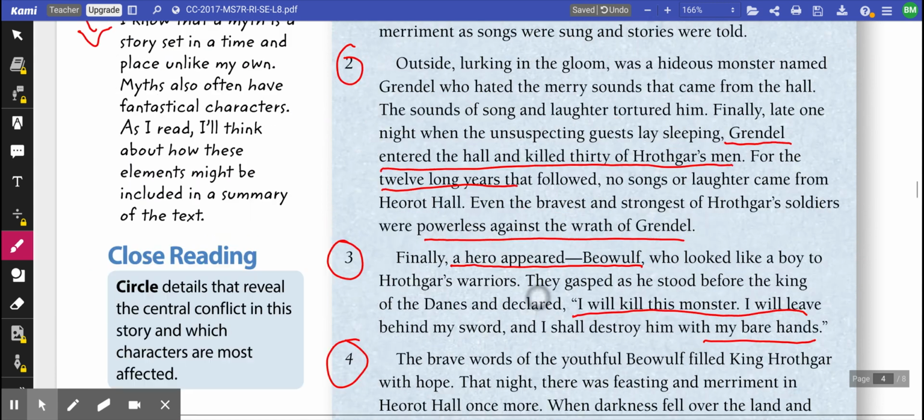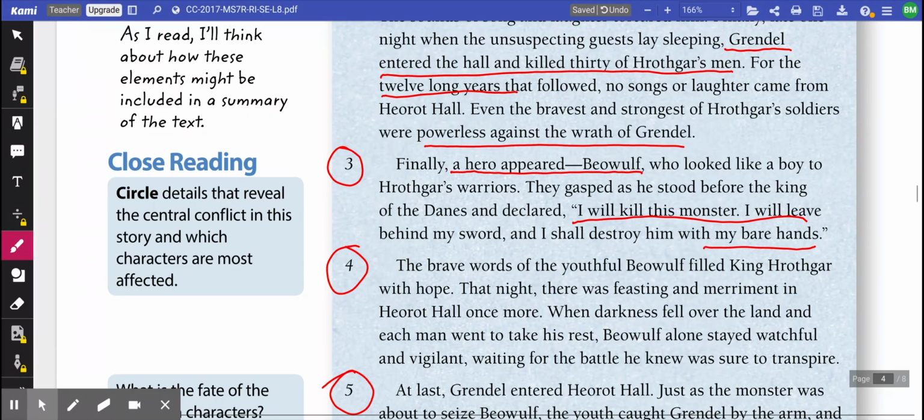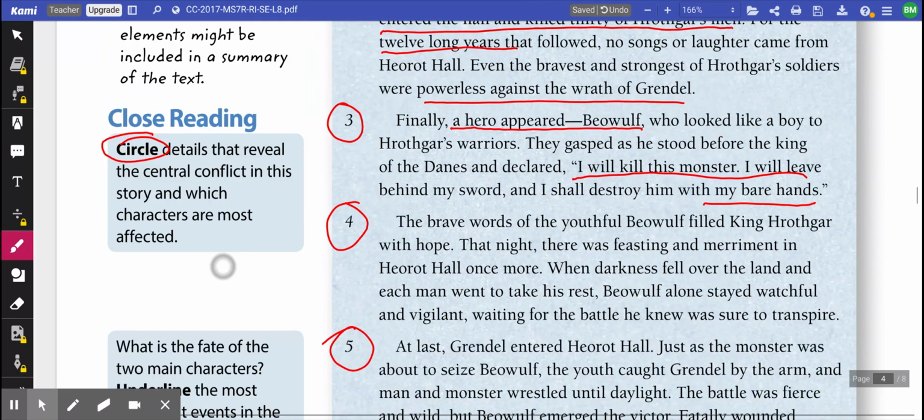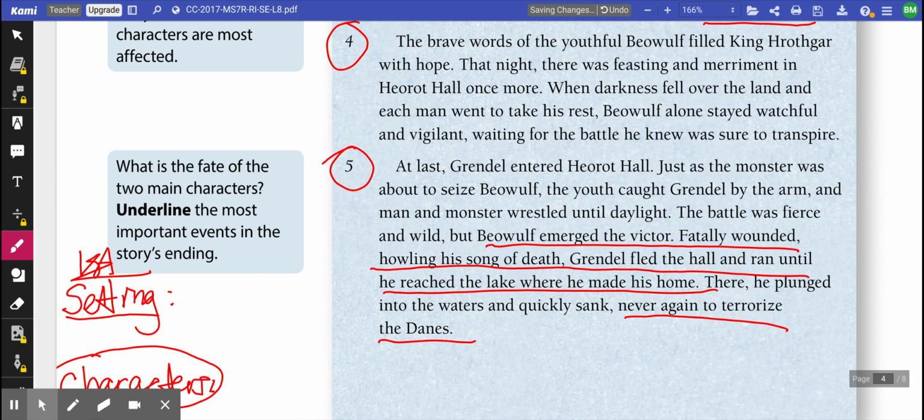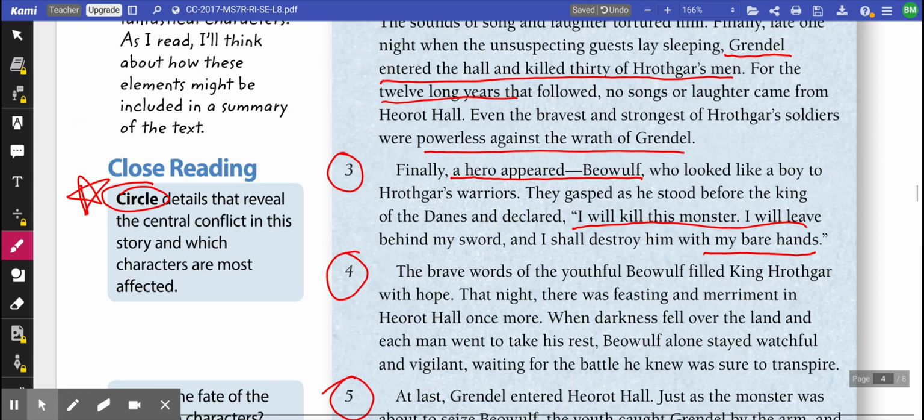Now you get to go back and read it a second time. And on your second read, you're looking to circle details that reveal the central conflict of this story. If you want to put a star, I like to put stars by conflict. And then, so what is the fate of the main characters? Oh, wait, we just did that. Look at us. We're so good. Woohoo. Okay. So in your second read, you're going to star all of your major conflicts. So I'm going to go ahead and pause the video and let you read and star.